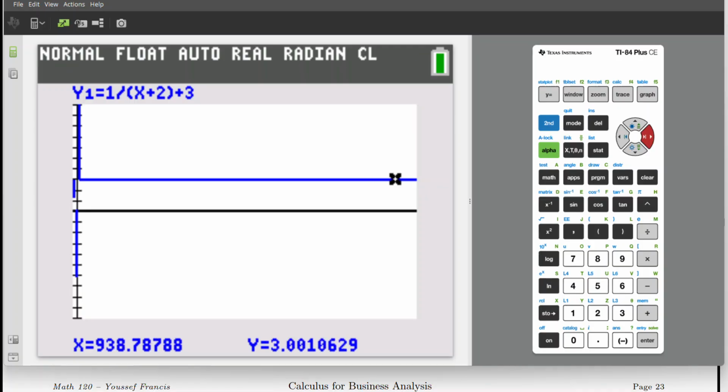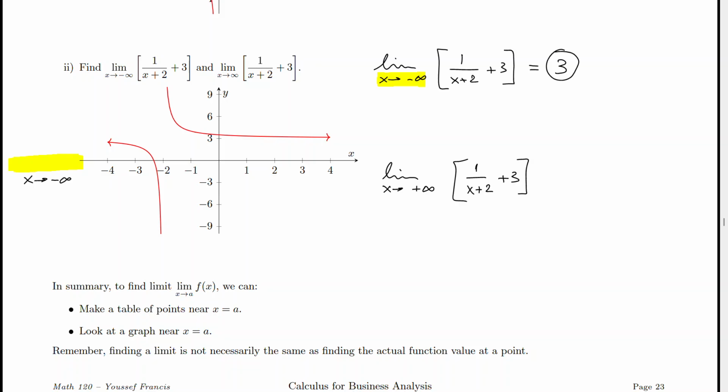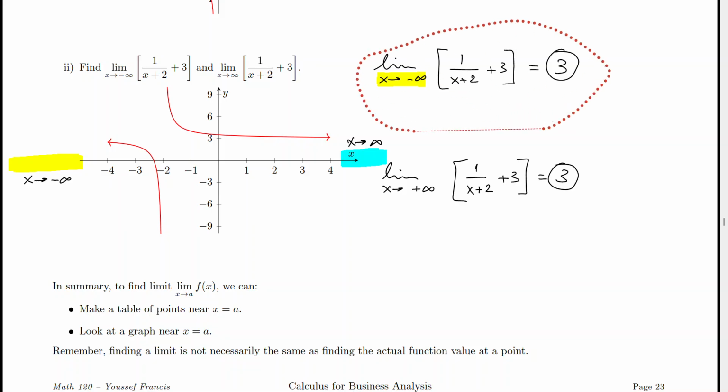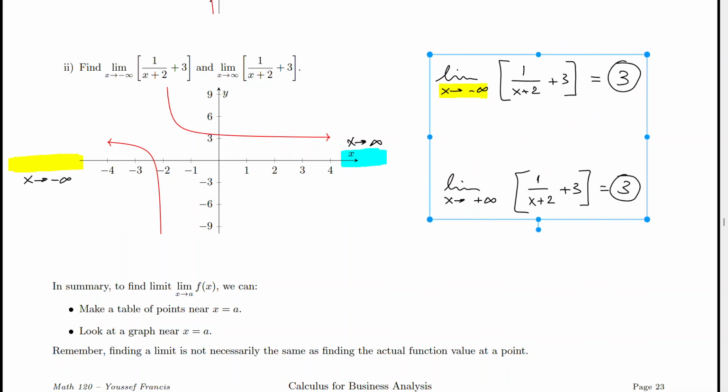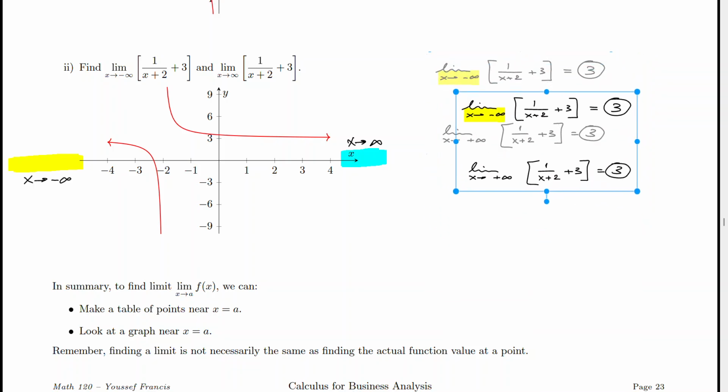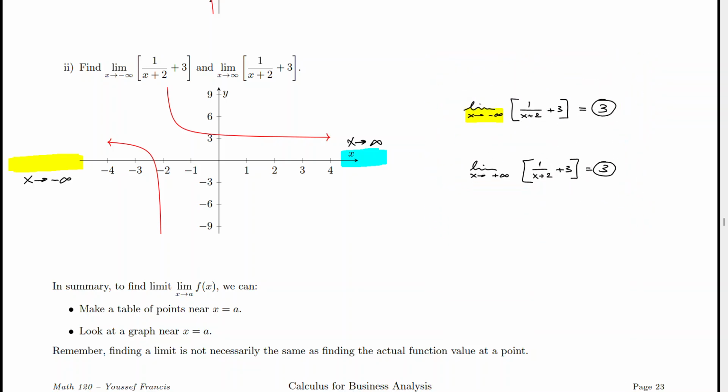It's never going to be exactly 3, and that's the key. It's never going to be exactly 3, but it's always going to be approaching 3, and that's the reason why we write here that the limit is 3. So if I were to walk all the way to the end of time in the positive direction towards infinity on the x-axis, we see that the numbers also stabilize at 3. So the limits on the left and the right are both 3.